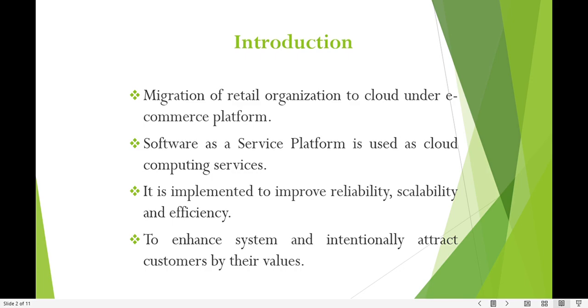The first slide is about the introduction. This is the migration of a retail organization to the cloud under an e-commerce website, as told earlier. The Software as a Service platform, SaaS, is used for the cloud and implemented to improve reliability, scalability, and efficiency, as discussed earlier, to enhance the system and attract customers by value.